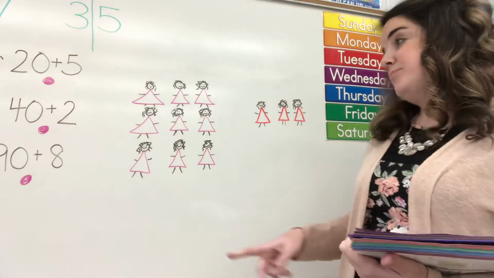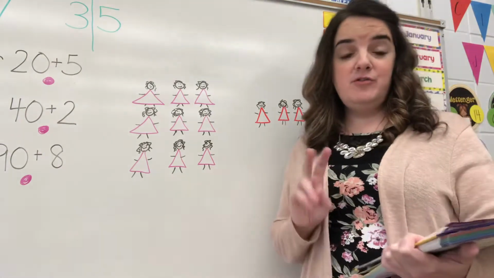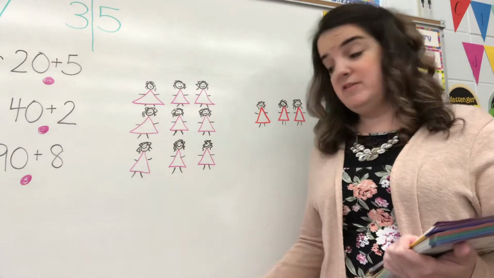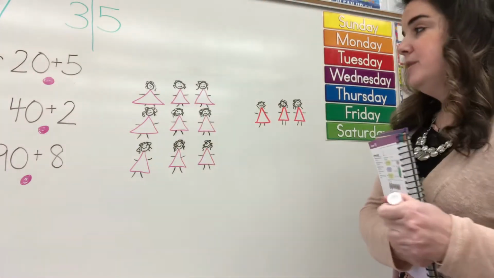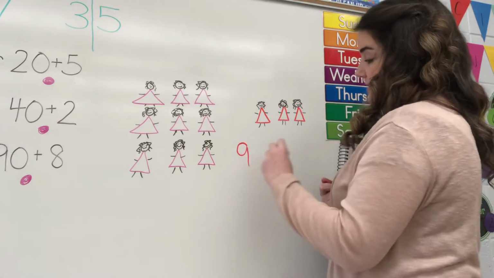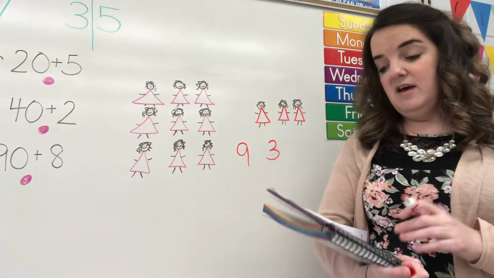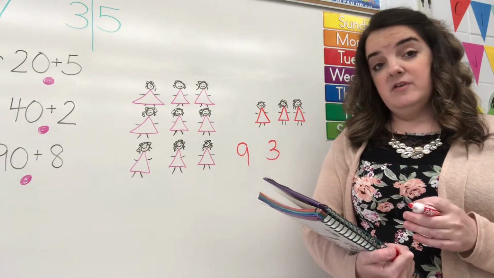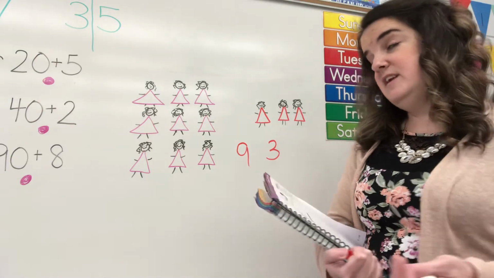So we have 9 and we have 3. Those are our 2 numbers that we're going to work with today. Now, I'm going to write my numbers down on the board here. So we have 9, and my second number is 3, because it says Tina has 9 dolls. Okay, Tanya has 3 more dolls than Tina.